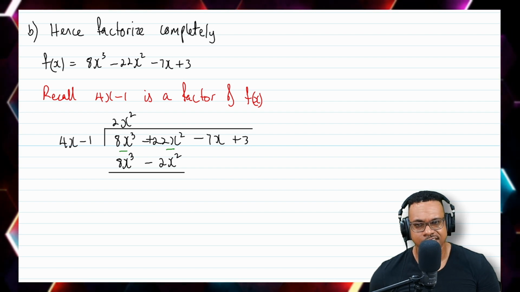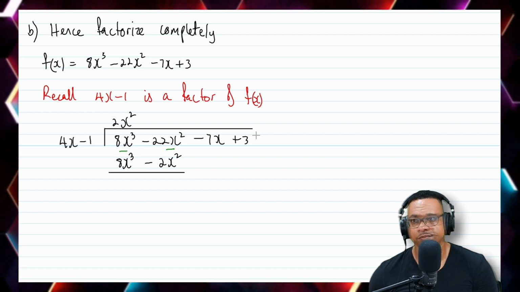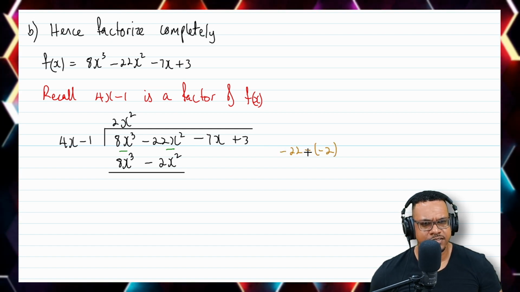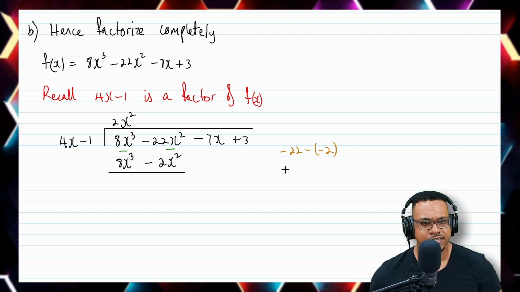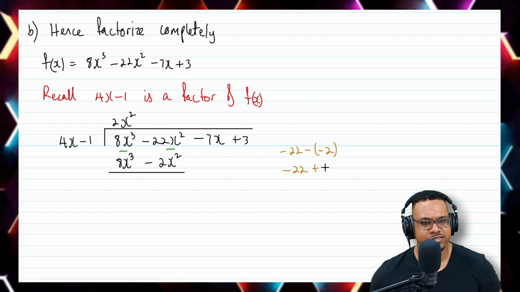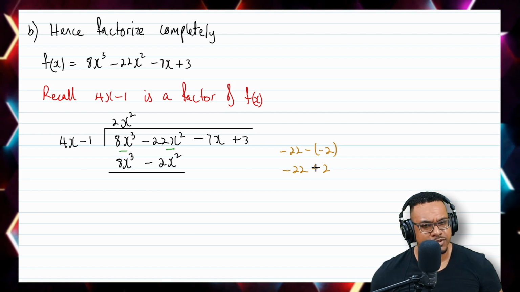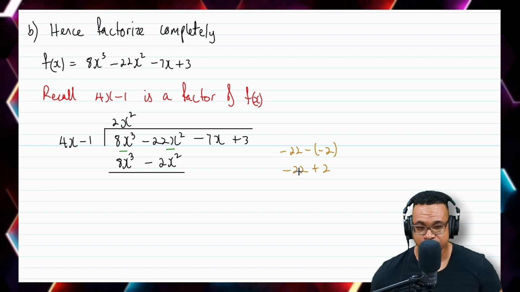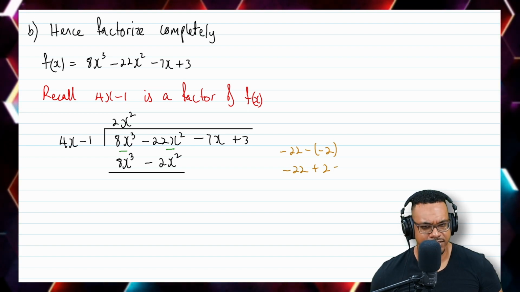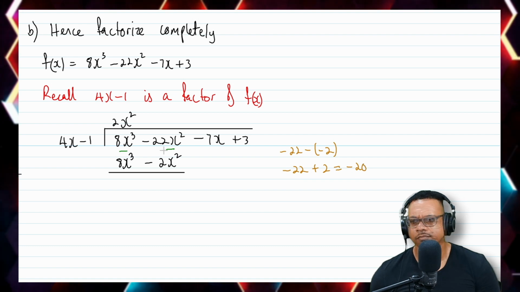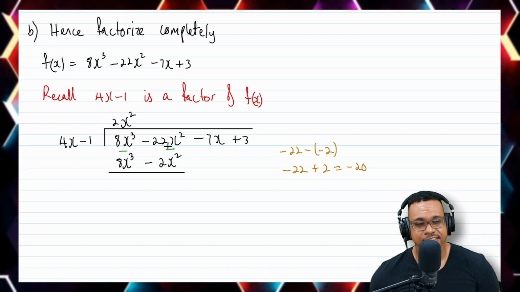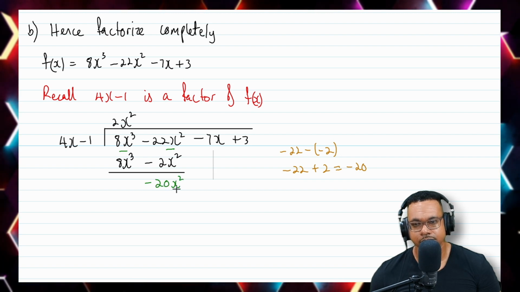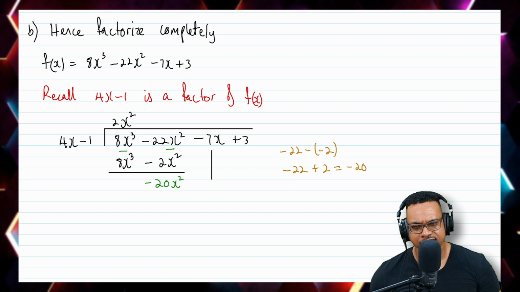So basically saying negative 22 take away negative 2. So if we were to write that out, negative 22 take away negative 2, these two negative signs will give us a positive sign. So we have negative 22 plus 2. And since the signs in front of the two numbers are different, we're going to subtract 2 from 22 and get 20. But 22 is the bigger magnitude, the sign in front is negative, so we're going to get negative 20. So that means for here, we're going to get negative 20x squared. And now we're going to bring down this negative 7x.